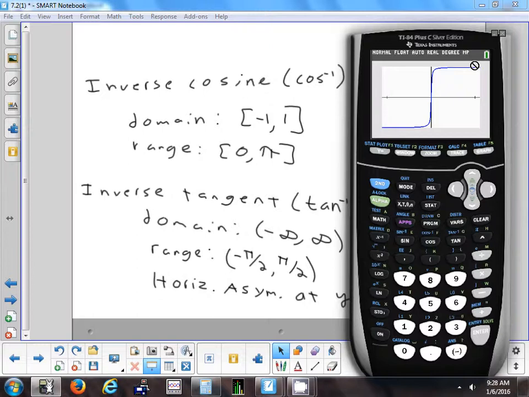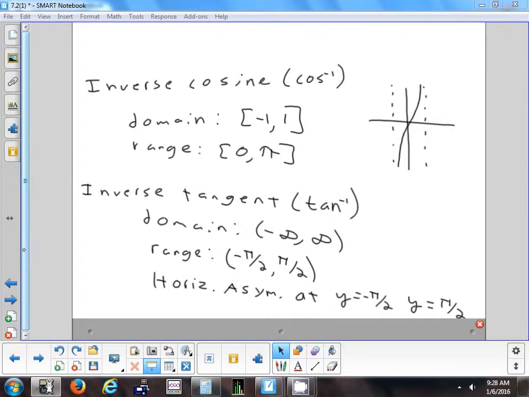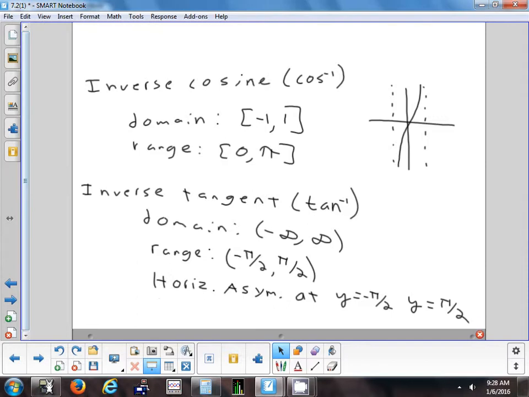Depending on my window, I could change how sharp that curve looks. If I did something like this, it's the same graph, but now the curve looks a little more gradual. But the point is, there's a horizontal asymptote, it curves up, and then another horizontal asymptote. That's your inverse tangent. Any questions on the domain and range of any of the inverse trig functions? If you've got them written down, you don't really have to think through them each time.